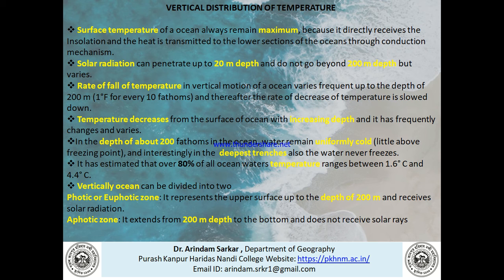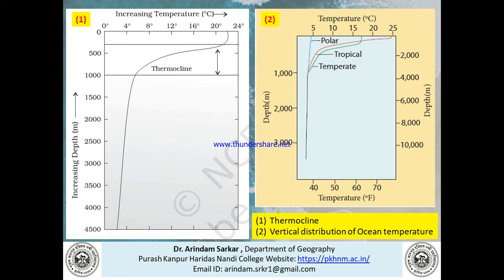And the aphotic zone is extended from 200 meters depth to the bottom of the sea, and that does not receive solar radiation. That also has an effect on the ecosystem of that area. That is the vertical distribution of temperature.